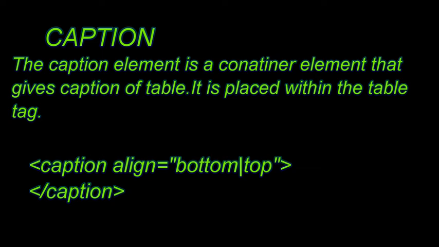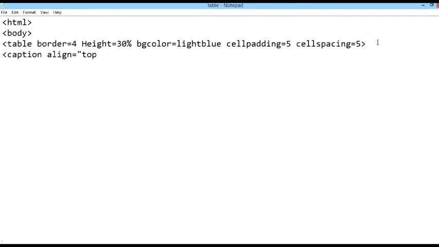The caption element is written with the help of the syntax caption and then the alignment, whether bottom, top, wherever you want, and then we have to close the caption tag. Let us understand this with the help of an example, how we use the caption element and how we can use cell padding and cell spacing in it, and also the caption element.